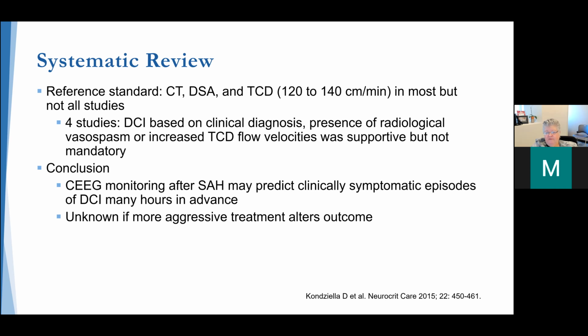The presence of changes in alpha delta ratio or other quantitative EEG measures was useful, but they were not able to make a strong recommendation because of the high level of bias in these studies. So they finally concluded that continuous EEG monitoring after subarachnoid hemorrhage may predict clinically symptomatic episodes of DCI many hours in advance, but they don't know whether this actually translates into improvement in outcome for these patients.